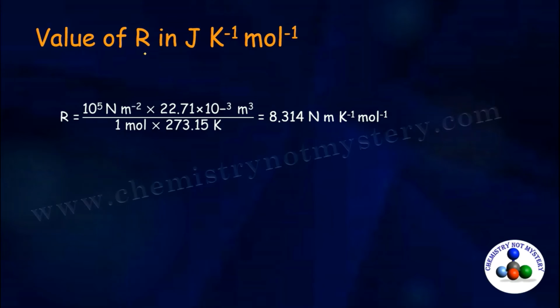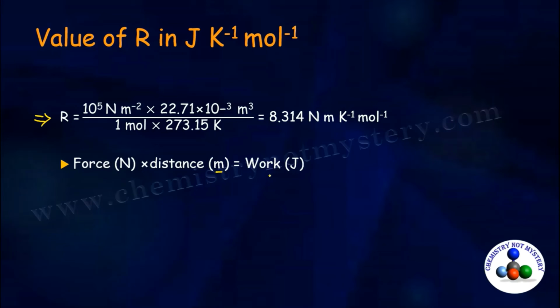Now calculate the value of R in joule per Kelvin per mole. We just have calculated the value of R in Newton meter per Kelvin per mole. We know force multiplied by distance is equal to work, where the unit of force is Newton and the unit of distance is meter. So the unit of work will be joule. Here Newton meter can be replaced with joule. So you will get the value of R is equal to 8.314 joule per Kelvin per mole.